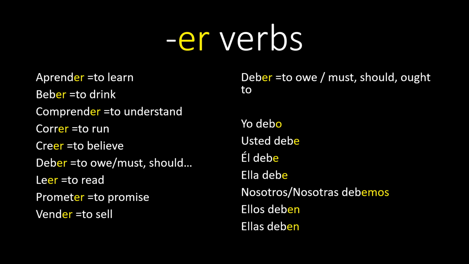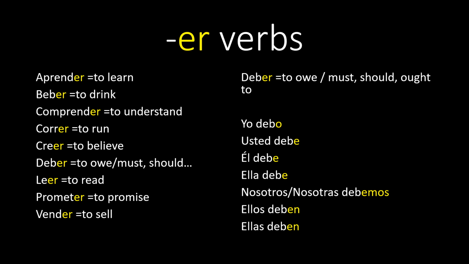Well, let's take a look. Take off the ER first, and add the appropriate ending. So it works like this. Yo debo, usted debe, él debe, ella debe, nosotros debemos, or nosotras debemos, ellos deben, ellas deben. Would you like to try another?